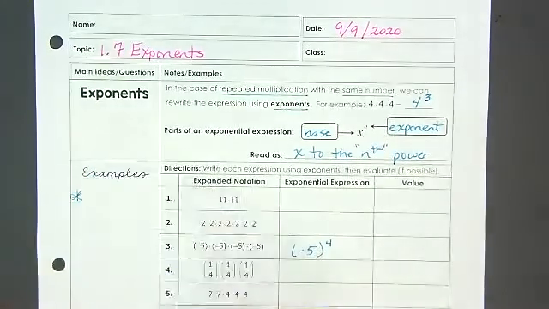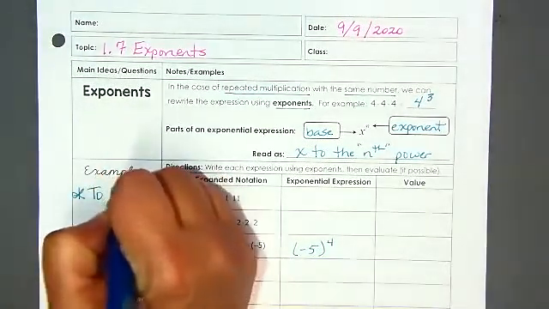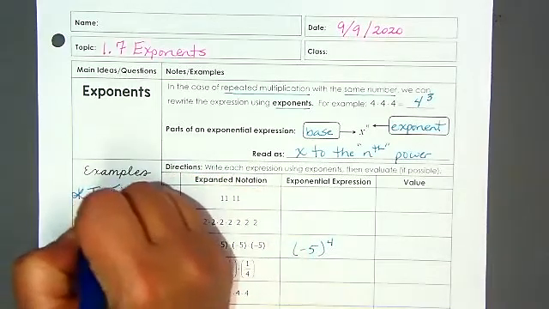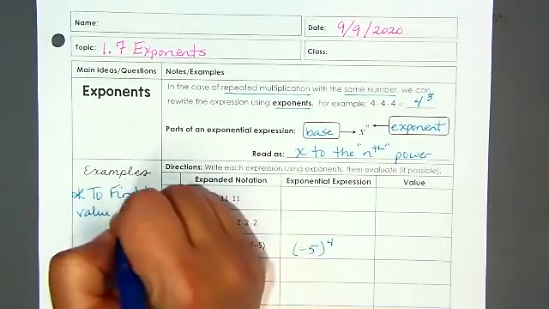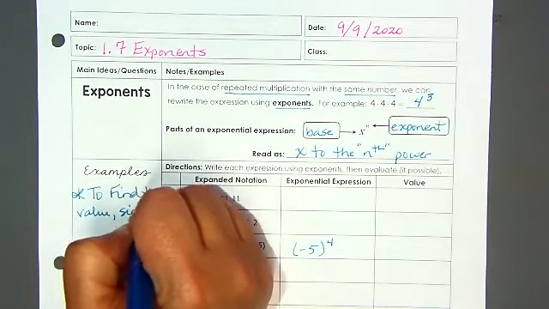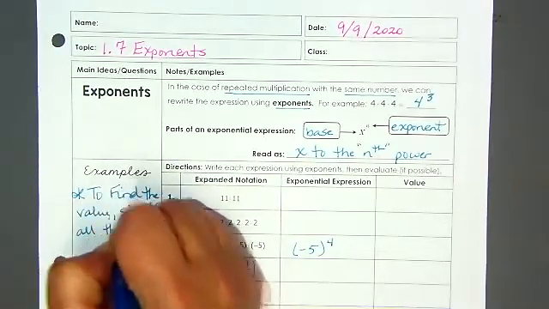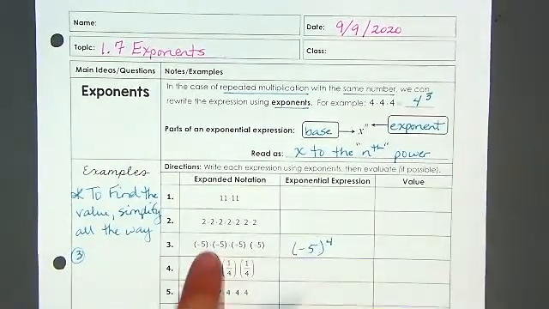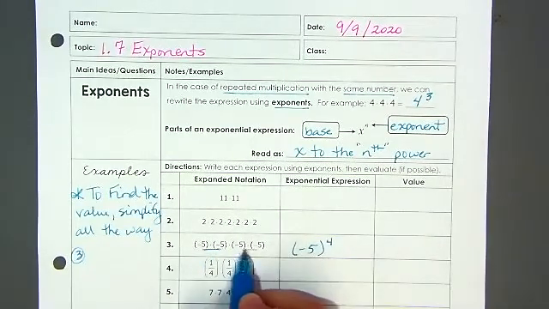So we're going to write a little note here. To find the value, simplify all the way. Okay, so for right here, I'm going to do some work. That means I'm doing -5 times -5. So when I'm looking at this, I can multiply these two together and these two together.